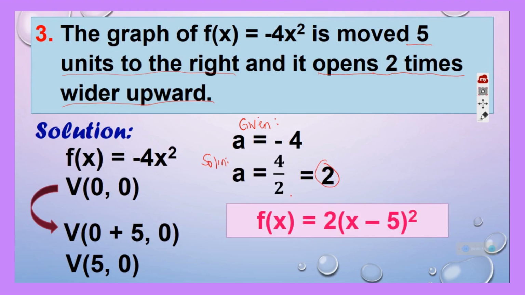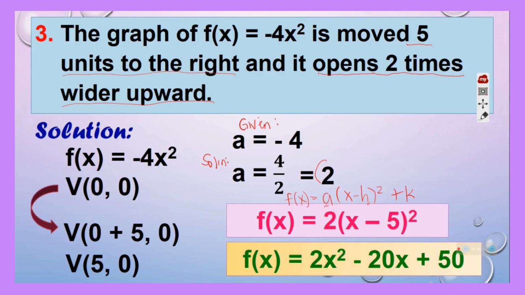And now, we are going to substitute in f of x equals a quantity x minus h squared plus k. The value of a is 2, yung bagong value ng a. Value ng h is 5. That's why x minus 5 quantity squared. At ang value ng k ay 0, so no need to write 0. And then expand this equation. We will have the general form f of x equals 2x squared minus 20x plus 50.